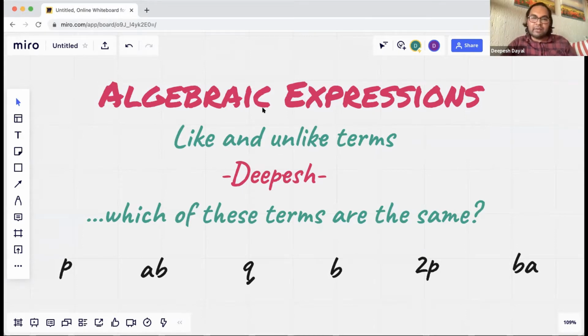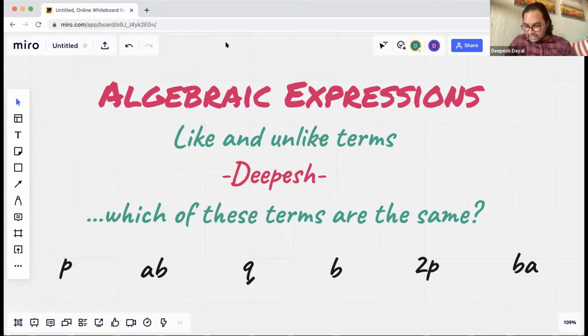While we're waiting for the others to join, the lesson today is on algebraic expressions, as we were doing on Monday. We were taking expressions in words and writing algebraic expressions using variables and constants. And today we're going to be looking at like and unlike terms. So maybe if we can just start and have a look at the question while we're waiting.